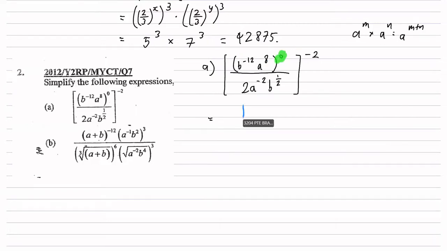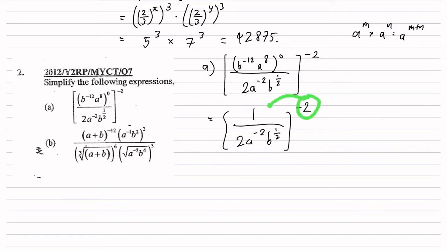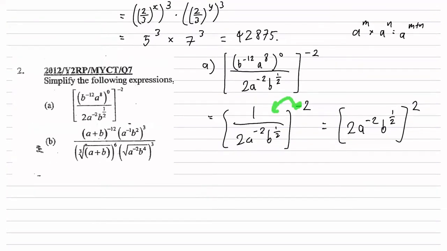So power 0 is what? 1. 1, very good. Then here, I just copy down first, step by step. Then power -2, what happens? When you got negative power, you flip. Okay, good. So that means we'll flip the fraction. 2a power -2b power half goes on top, 1 goes below. Divide by 1, might as well not write it. Then to the power of +2, because the negative went in already.